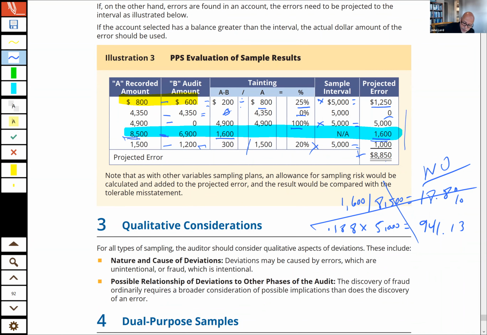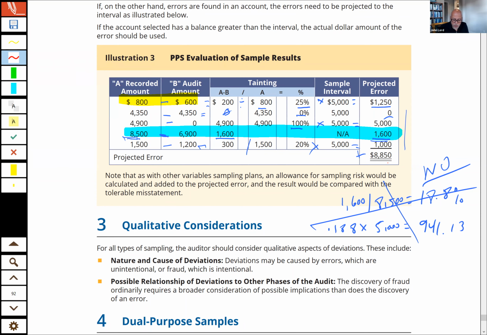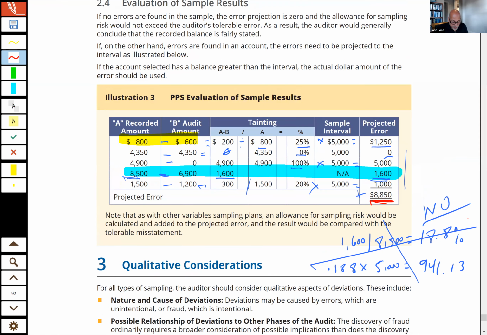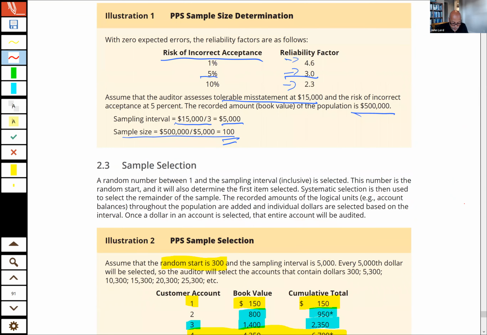I add these guys up, and my projected error is 8,850. Now, let me ask you, is this auditor satisfied that there's not a material misstatement? Projected error is 8,850 using this dollar unit sampling, using PPS sampling. Is the auditor happy? Is the auditor satisfied, do you think? What was my tolerable misstatement?